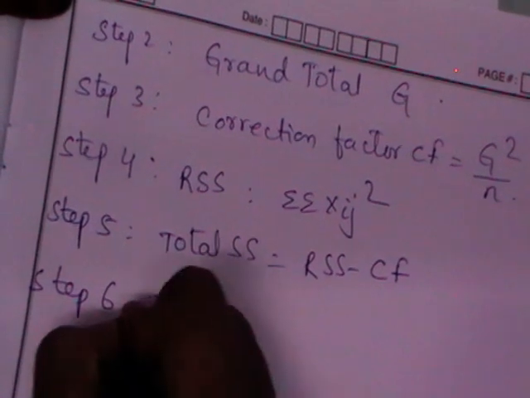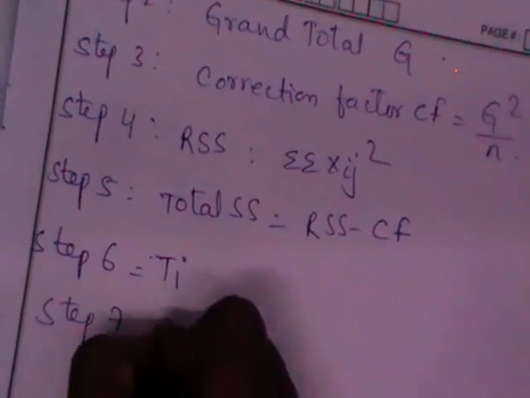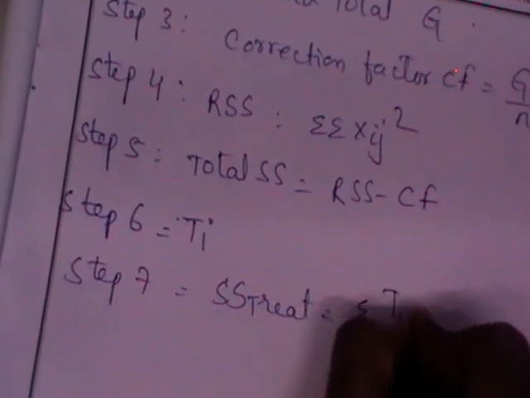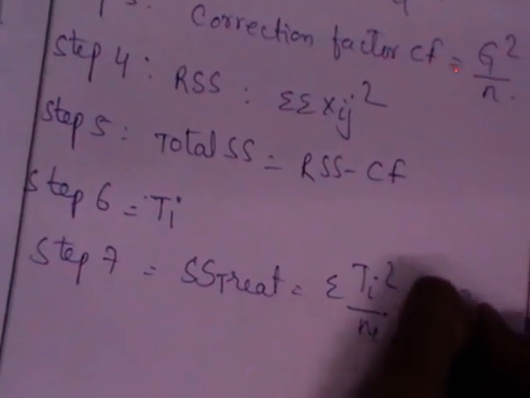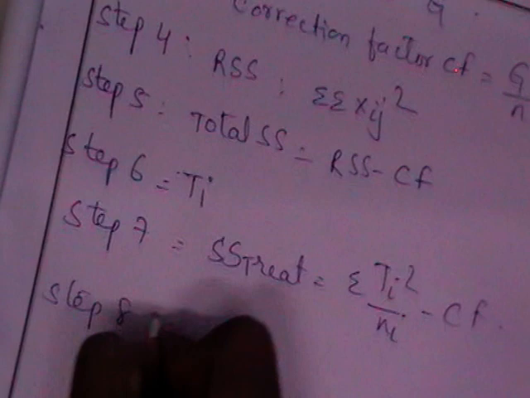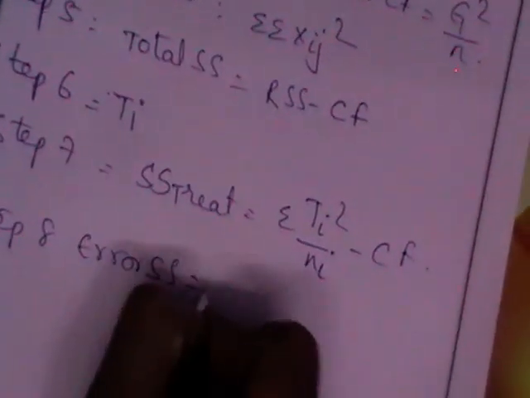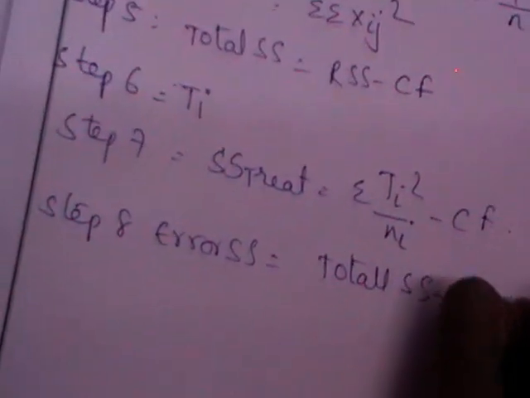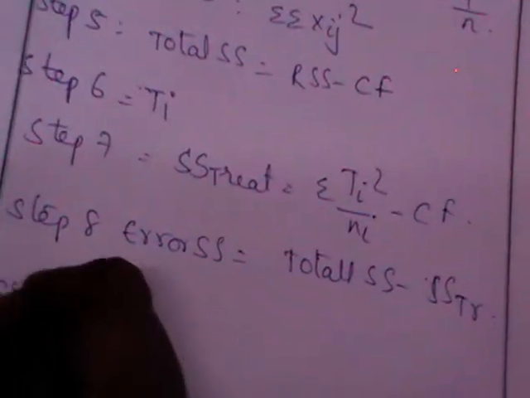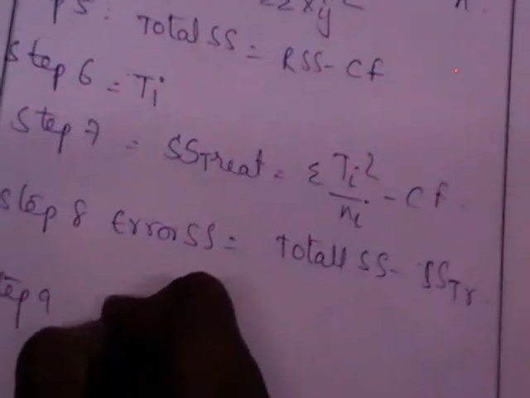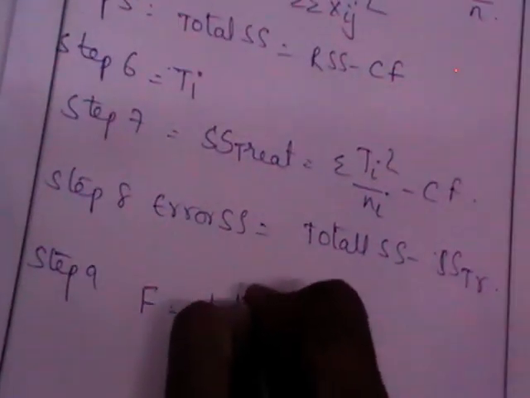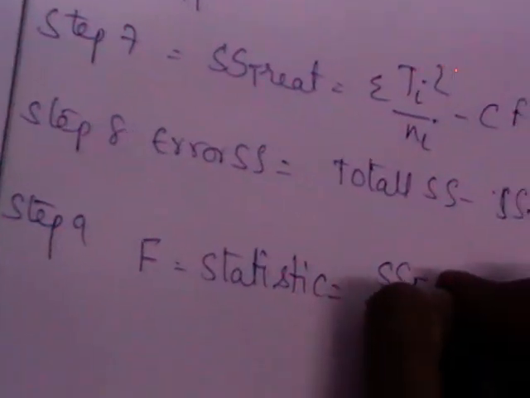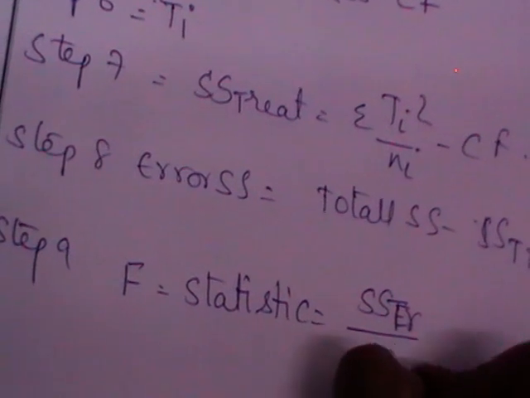Step 6 is to calculate Ti, the treatment sums, and step 7 is to calculate SSTR, the treatment sum of squares, which is sigma Ti square by ni minus CF. Then step 8 is to calculate the error sum of squares, which is the total sum of squares minus SSTR, the treatment sum of squares. Then in step 9 we calculate F, which is called the test statistic, the ratio of the treatment sum of squares to the error sum of squares.